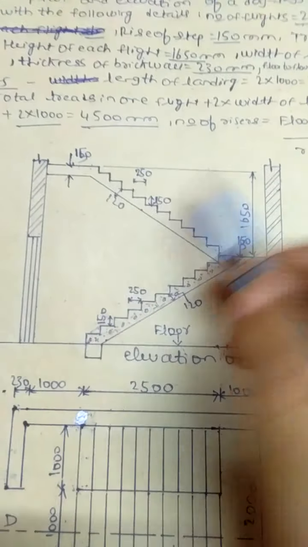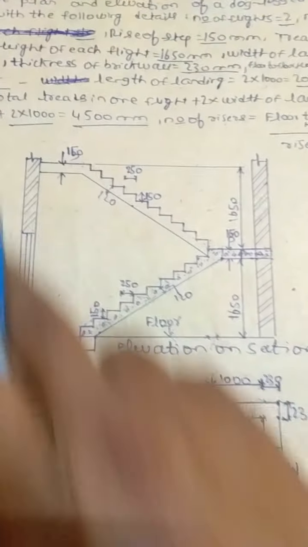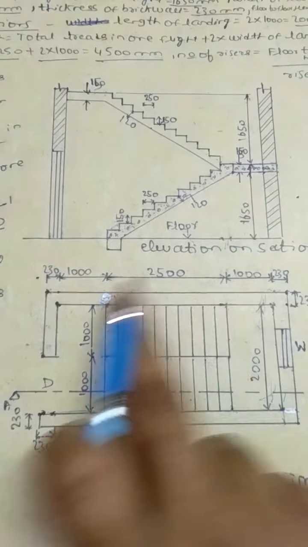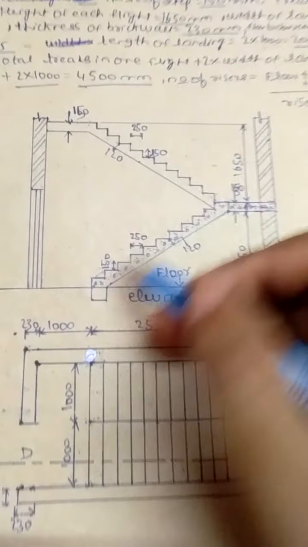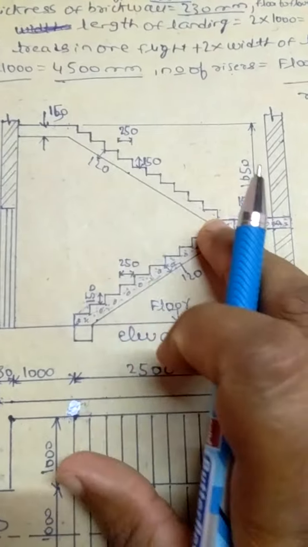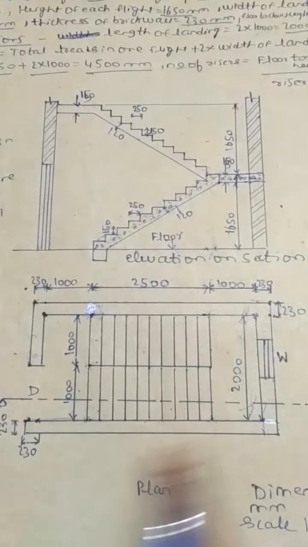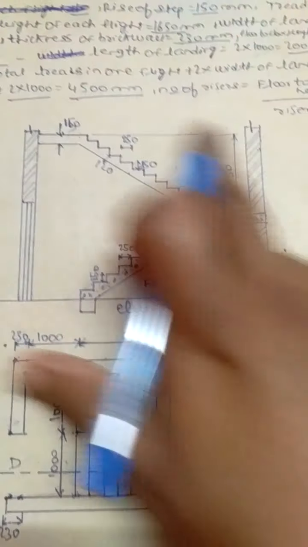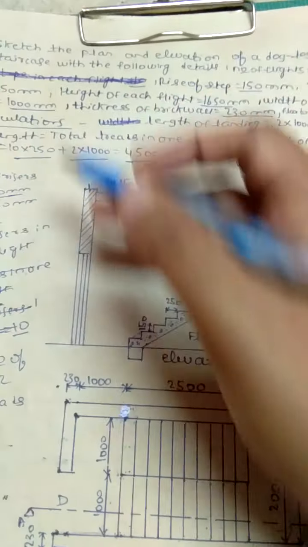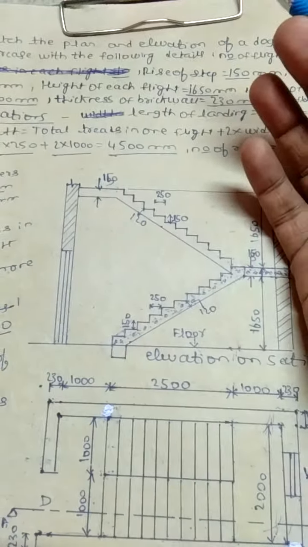Why do we have the name dog-legged staircase? Because this is the section. We'll discuss in detail. This is the section part, this is the plan part. In the section you can see it looks as if it is a dog leg. That is why this is called a dog-legged staircase. This is the plan of the staircase, and this is the section of the staircase. In the next video we will discuss all the technical details in a more explanatory manner.